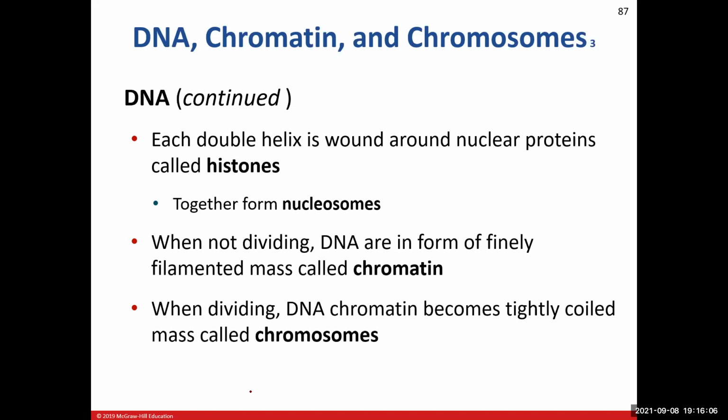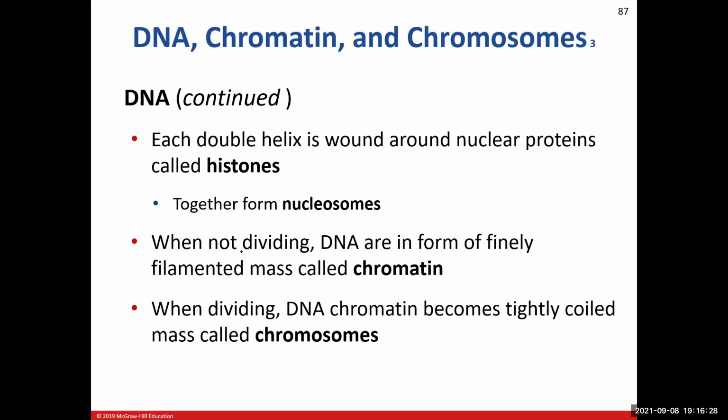And so what we're going to do is wind this DNA around these proteins called histones. And then these histones will start to coil up into chromatin and eventually form our chromosomes. I'll show you a picture here in case you're not following me.